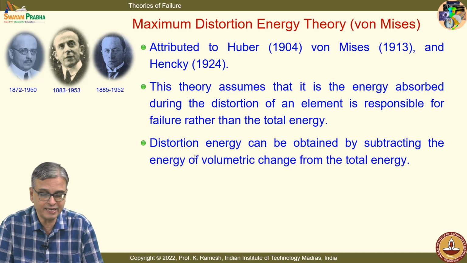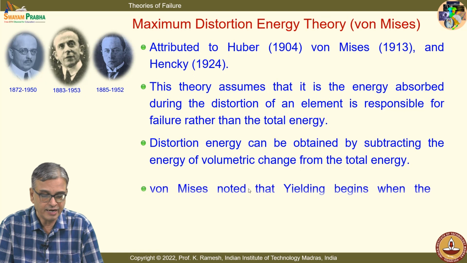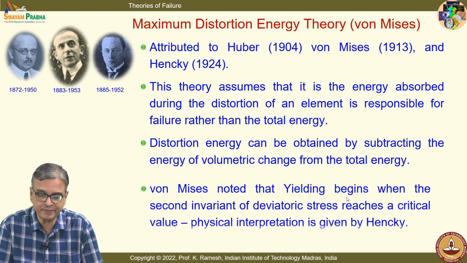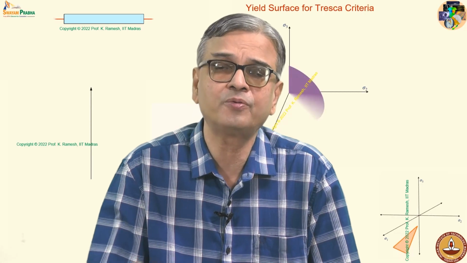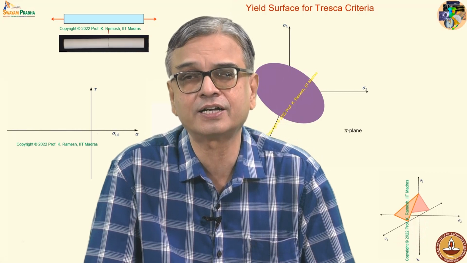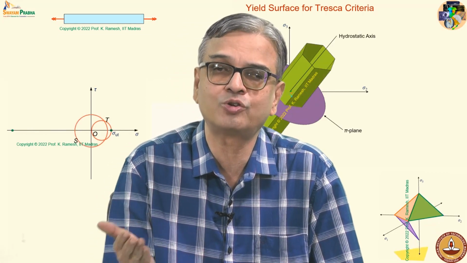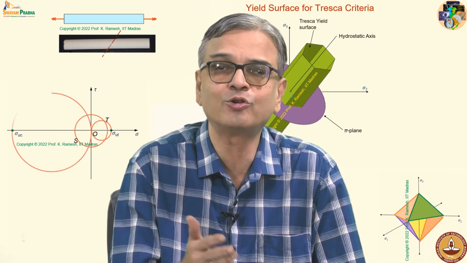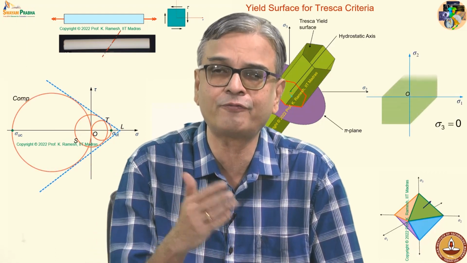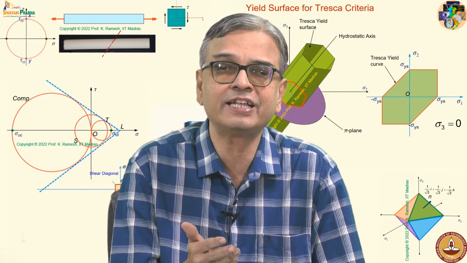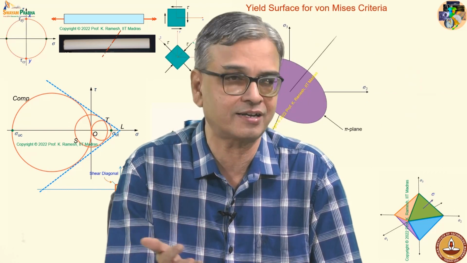So, we have already got the distortion energy, and von Mises noted that yielding begins when the second invariant of deviatoric stress reaches a critical value. We have looked at the utility of invariants. When I1 goes to 0, what happens to the state of stress? When I2 goes to 0, what happens to the state of stress? You have found out the invariants in a given stress tensor.